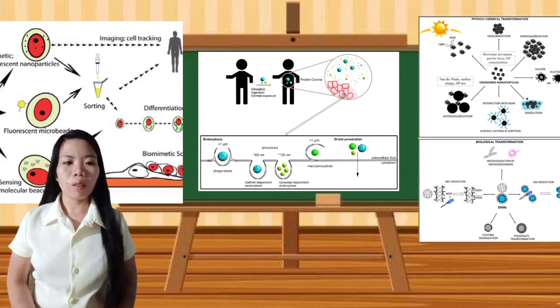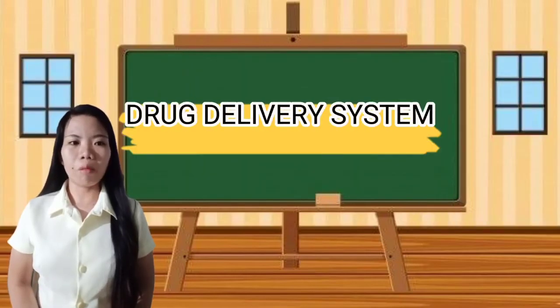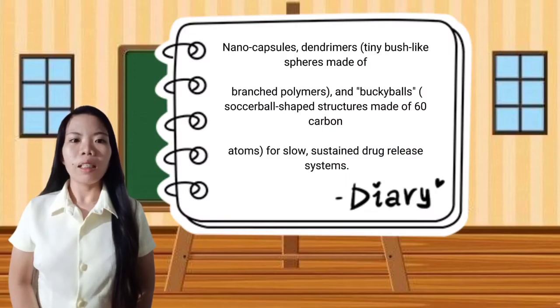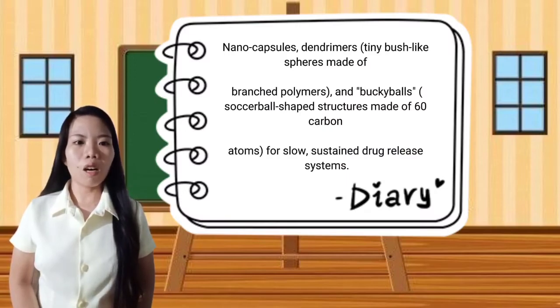Nanotechnology has the potential to accelerate the development of personalized medicine, in which patient therapy is tailored to the patient's unique genetic and disease profile. Drug delivery system. Nanocapsules, dendrimers, tiny brush-like spheres made of branched polymers, and buckyballs, soccer ball-shaped structures made of 60 carbon atoms, are used for slow sustained drug release systems.